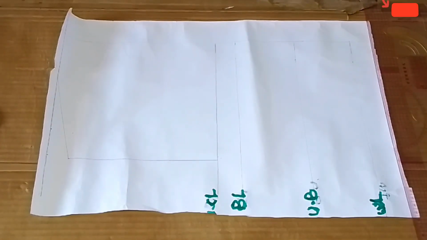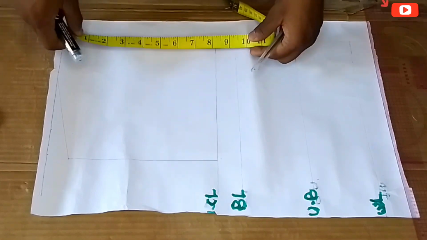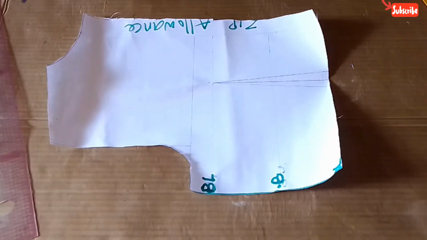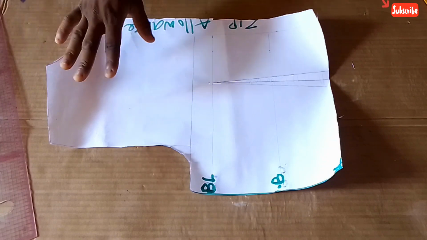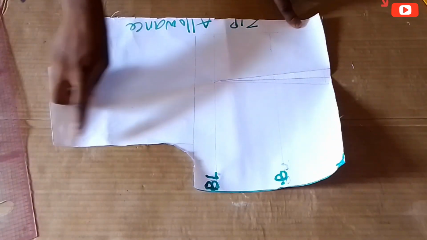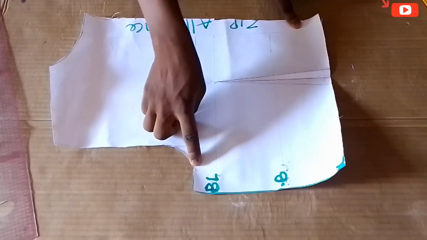So for the back, I have already drafted it out the way I draft the front part. So I will explain to you guys how I draft my back pattern. So starting at the armhole area, you don't need to look for a midpoint. Just draw a curve to meet the bust measurement.